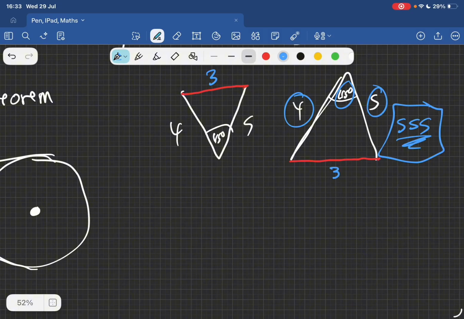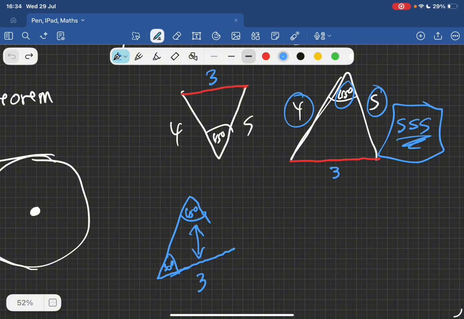Angle, angle, side now. Let's say we have a shape where we know 2 of its angles, so we know an angle here, and let's say we know an angle here. Let's say this is 45 degrees, and this is 30 degrees. Now what is this side that we need to know? Well, we need to know a side that is opposite one of these angles. So we need to know, let's say, this side, because it's opposite one of the angles that we know.